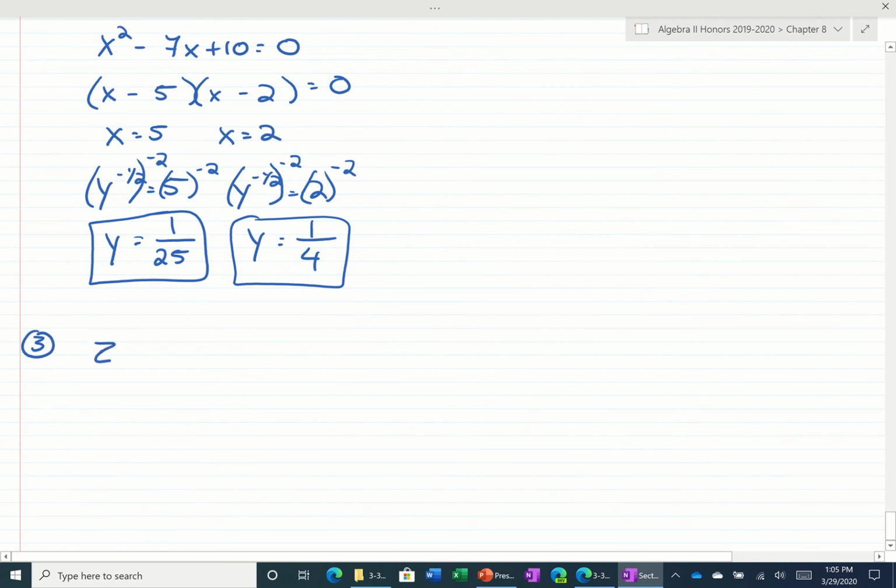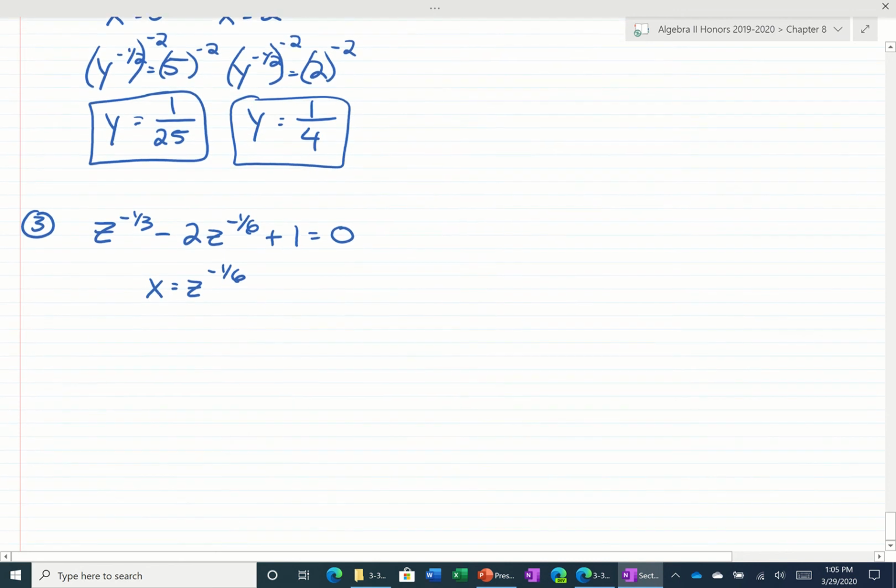What if we had z to the negative 1/3 minus 2z to the negative 1/6 plus 1 is equal to 0? Well, I know negative 1/6 times 2 is negative 1/3, so I can make that substitution again. For all of these problems, if we use this middle variable for our substitution, it'll always work. So we get x to the second minus 2x plus 1 equals 0. So it'll be x minus 1 times x minus 1. So x would be 1, x would be 1.